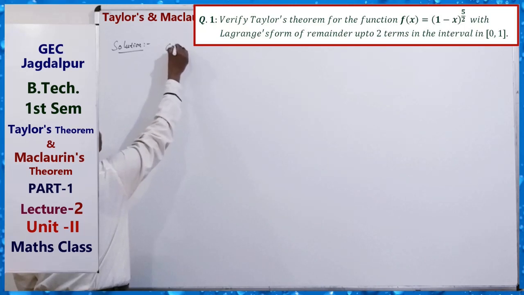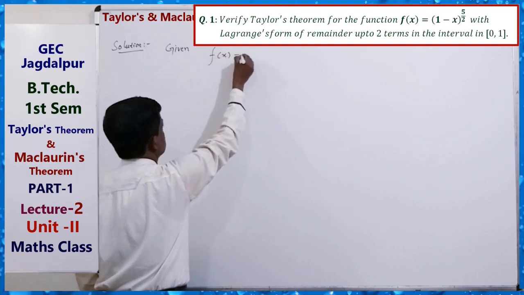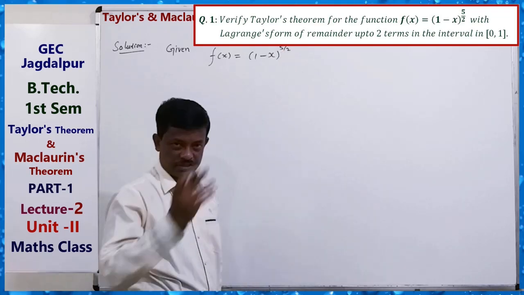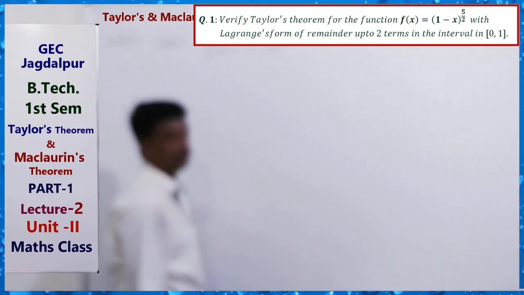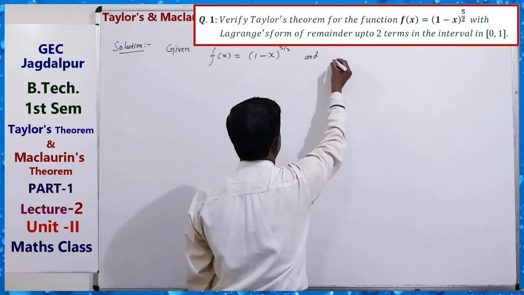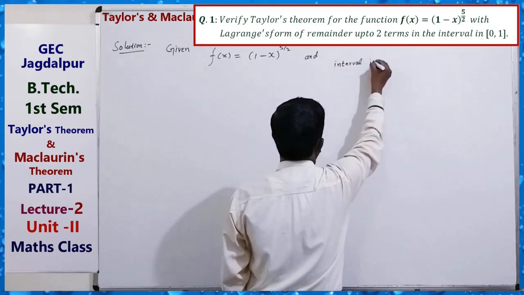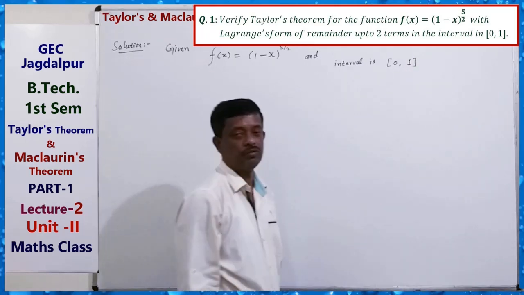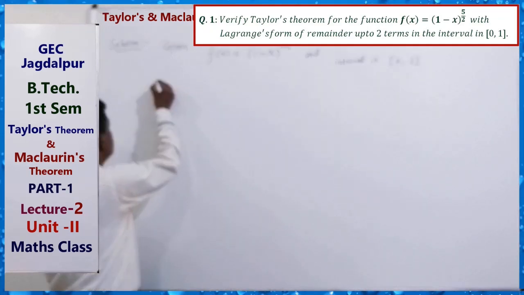Given f(x) equals 1 minus x to the power 5 by 2. This is the given function. Clear? And the interval is 0, 1. We have to verify Lagrange's form.